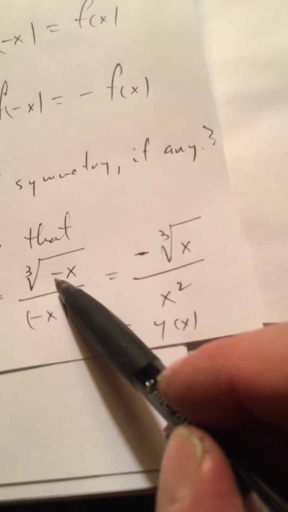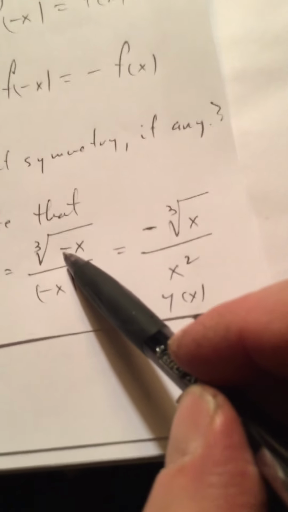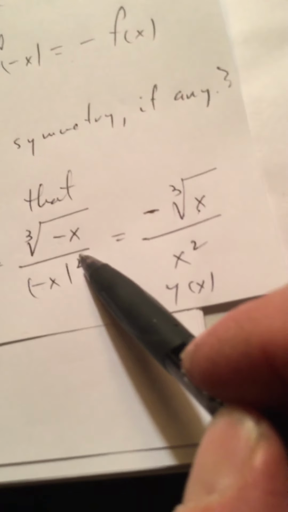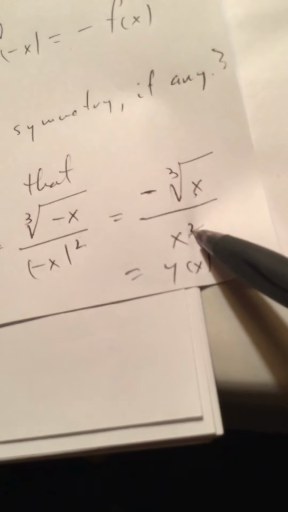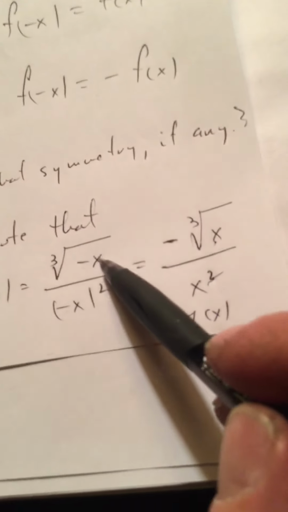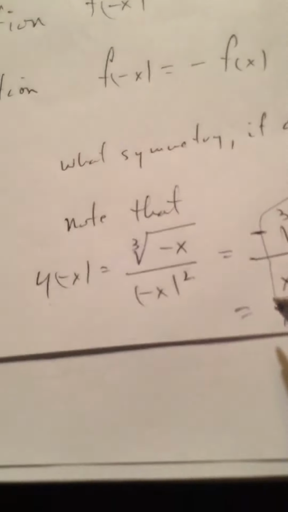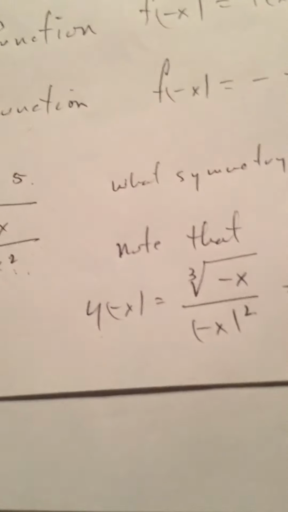And the cube root of minus 1 is equal to minus 1, because if you cube minus 1, you get minus 1. So the cube root of minus x is equal to minus the cube root of x. And minus x squared is equal to x squared. So this expression becomes minus the cube root of x divided by x squared. This part is just the original y. So this is equal to minus y of x. Okay, so that illustrates that.